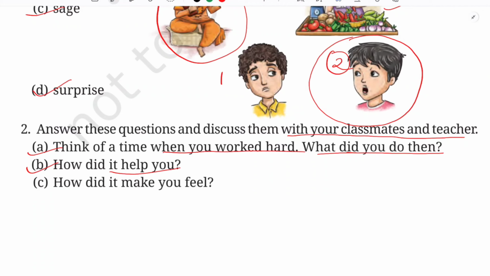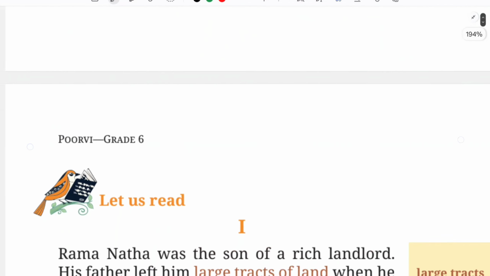So it gave you pleasure, it gave you happiness, isn't it? And next question, how did it make you feel? See, it makes you feel happy. Not only you, your parents might also be very happy and very proud of you, isn't it? So in that way you can write these answers. Okay, you can write it in your own words, and you can also share in the comment section and let me know. Okay, so now let us start with our story.